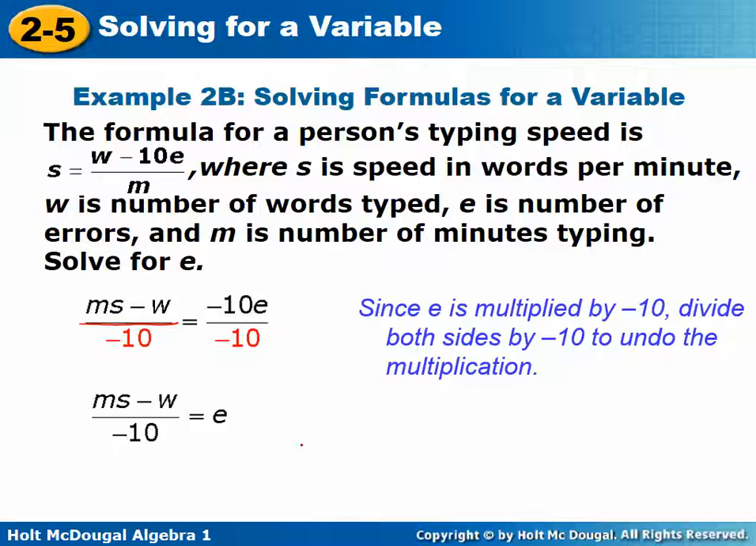Now, if you're typing, you would put the ms minus w in parentheses to show that all of that is being divided by negative 10. And then this has to be equal to e. If you did not put the equal e part, it would be wrong, because this is a formula that you are rearranging, and it has to have equal to what variable you solved for. So otherwise it wouldn't make any sense. We wouldn't know what it was all about. So don't forget the equal whatever the variable you're solving for is.